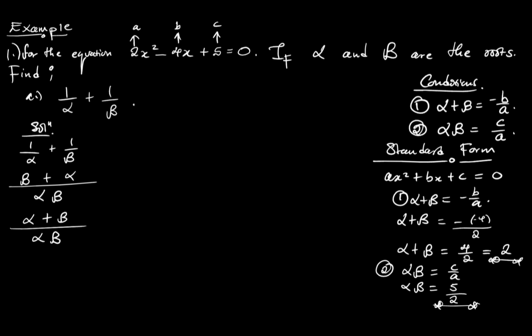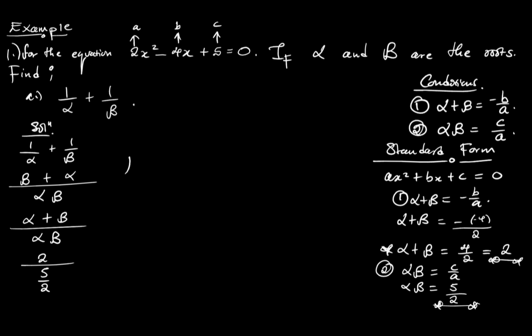I'm having my numerator to be alpha plus beta, so I'll substitute for the value of alpha plus beta, which is here. Alpha plus beta is basically 2, so I'll say 2 over alpha beta, which is 5 over 2.